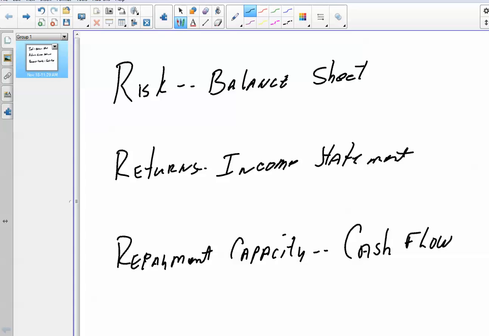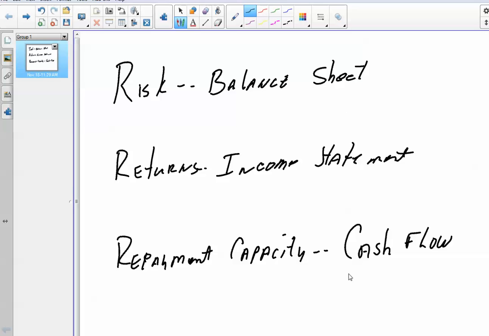So really now, when you boil that down in a summary, the 3 R's of farm management are risk, returns, and repayment capacity, and those are related to the three primary financial statements: the balance sheet, the income statement, and the cash flow. And of course, what you learned way back in the first of this course is that all of those statements are developed using the chart of accounts.